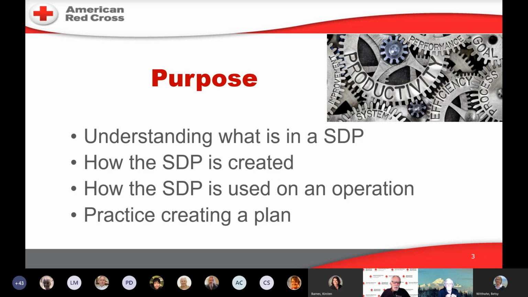So purpose here, understanding what the service delivery plan is, how it's created, and how it's used. So those are the basic things here, and then we're going to practice doing it. So this is a hands-on virtual class, and hopefully you'll get some experience on the background. Any questions on the purpose and the way we've structured it so far? Okay.